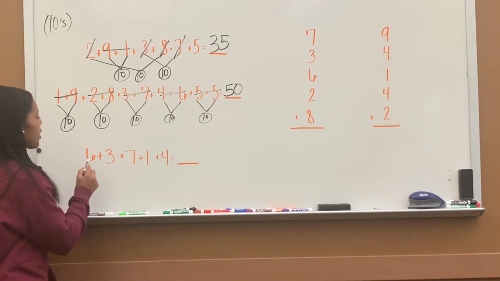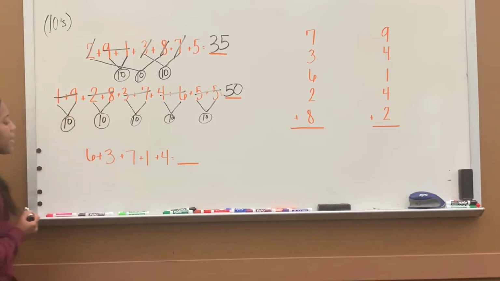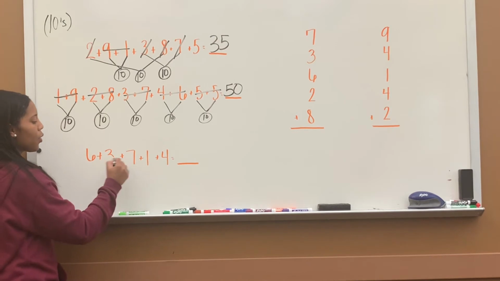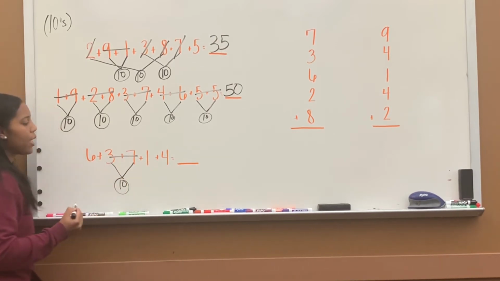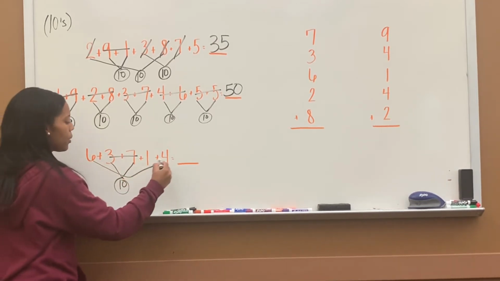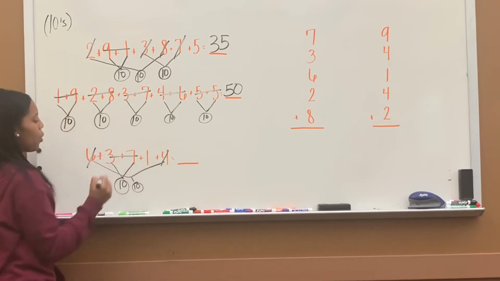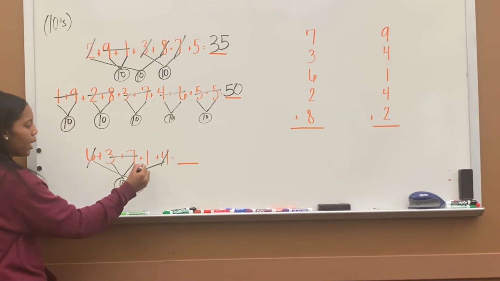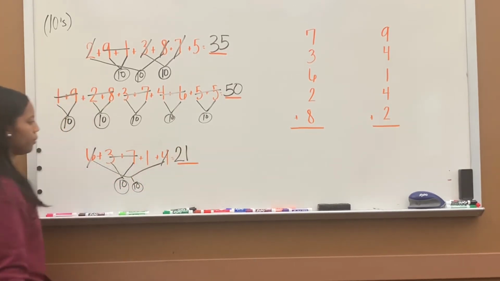All right, so 6 plus 3 plus 7 plus 1 plus 4. Let's identify our tens first. So the first one I have is, of course, 3 and 7. That makes 10. Do I have another 10 in here? I have 6, 1, and 4. 6 and 4 make a 10. I hope that's what you said. That's another 10. And now I have 1 left. So I have 10, 20, plus 1 makes it 21.